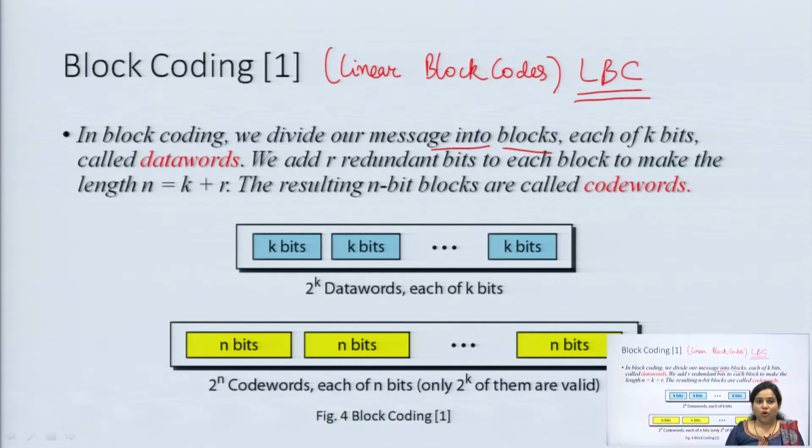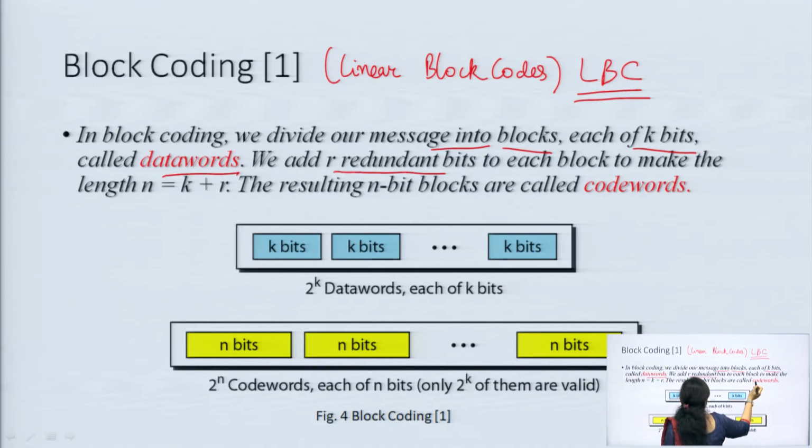In blocks you are going to divide your message. Let us say if I want to transmit 20 bits of information, then I will break that data into whatever combination is possible, either 2 or 4 bits. We can break it into blocks. Now, each block of k bits is called a data word. So, we add r redundant bits to each block to make the length n equal to k plus r. Let me explain what this is saying.